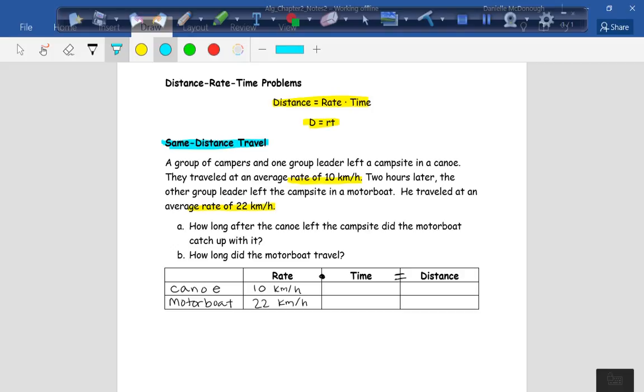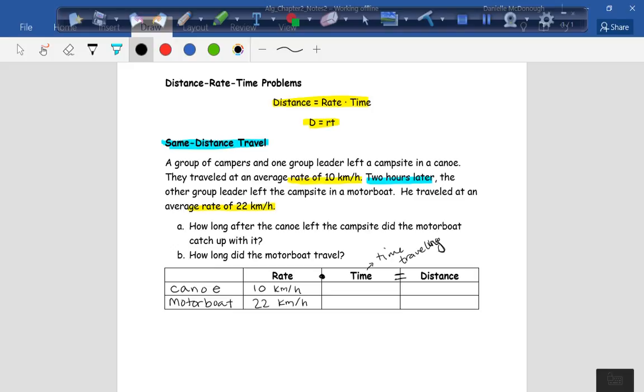The next piece of information that it actually gives us is about the time. Okay, you had the canoe leave, and then it says 2 hours later the motorboat left. And so we have to take this information and figure out time. And this time here is representing the time traveling. Oops, I just spelled traveling wrong. So the time traveling.